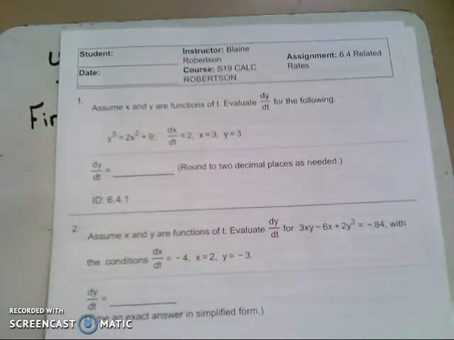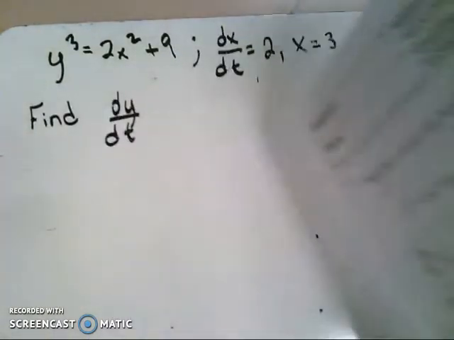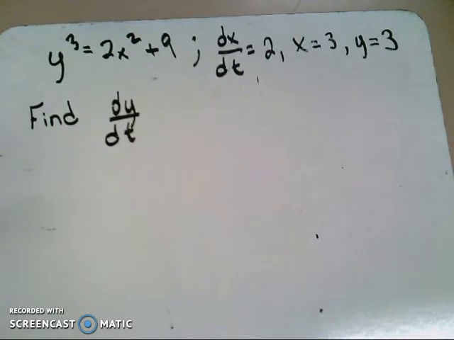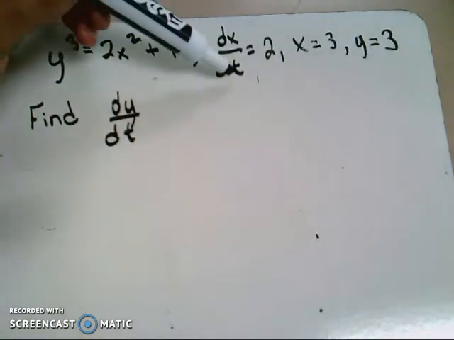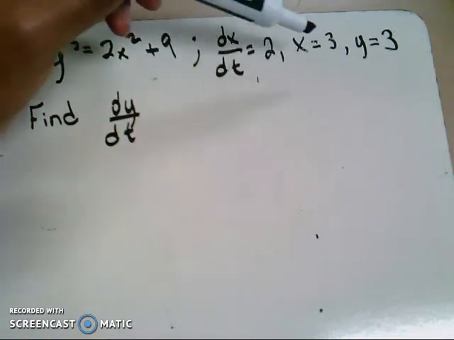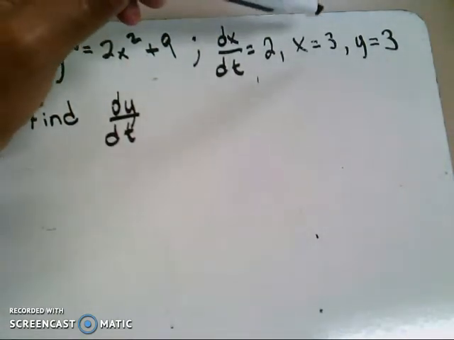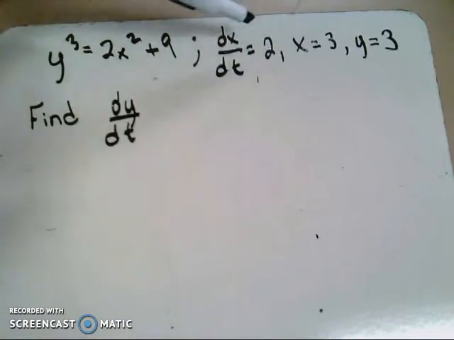So now, for number one, you can see the problem here is going to look similar to yours. So let's work through the example. We have our equation here, and we're looking for dy/dt, and they give us some information. dx/dt, the derivative of x with respect to t, is 2. x is going to be 3 and y is going to be 3. But we're not going to plug in x and y or any of these values until we have taken the first derivative of the function.